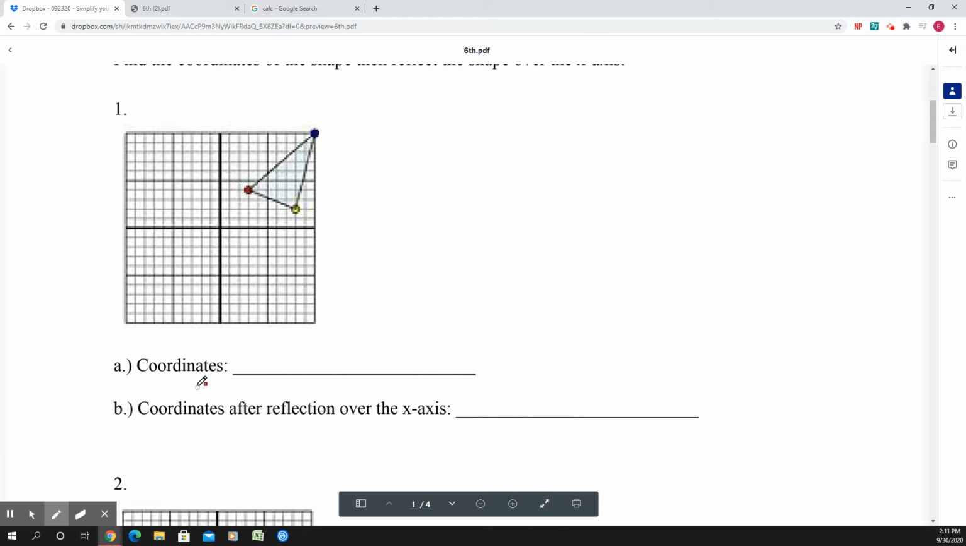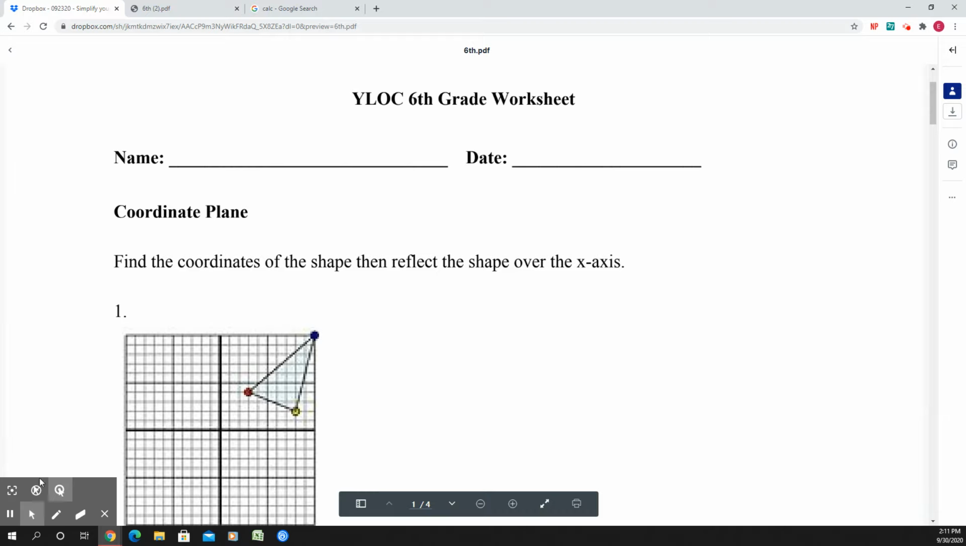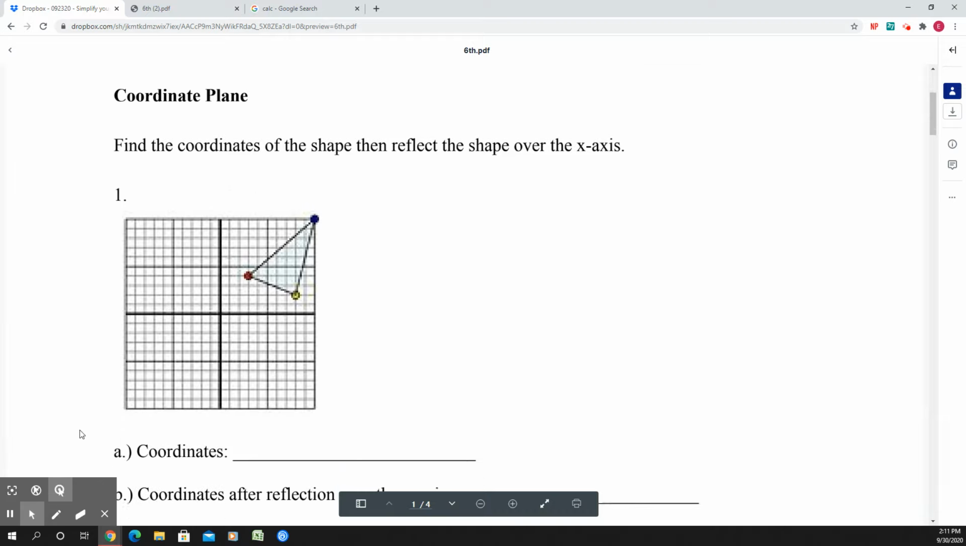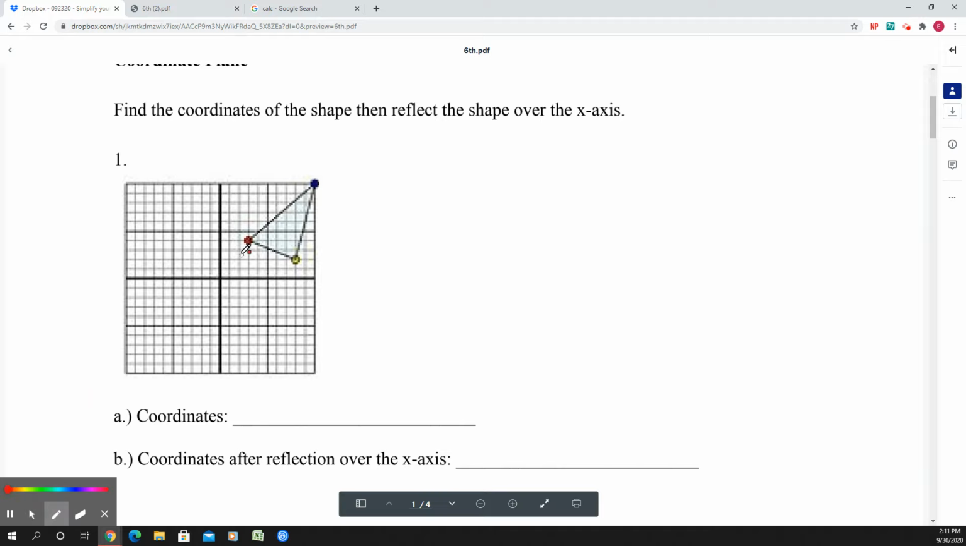Hello everybody. Today we're going to be starting off with finding the coordinates of this shape and then reflecting it over the x-axis. So first we have to find the coordinates of this shape, which would be 3, 4, 8, 2, and 10, 10. So that's what we get for part A.